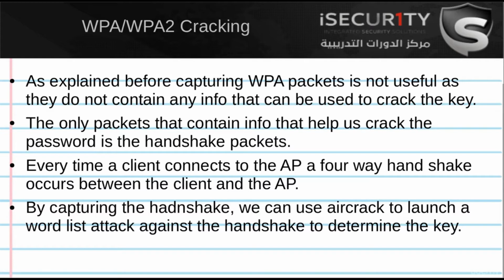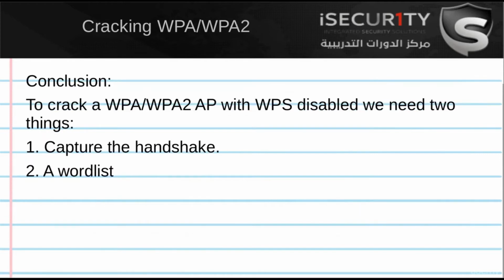In this process, 4 packets called the handshake packets get transferred between those 2 devices to authenticate your device with the access point. Using Aircrack-ng, we can use a word list and test each password in this word list against the handshake. So, to crack WPA encrypted networks, we need 2 things. We need to capture the handshake, and a word list that contains passwords to try each password in this word list against the handshake.